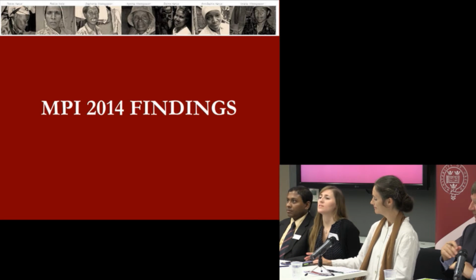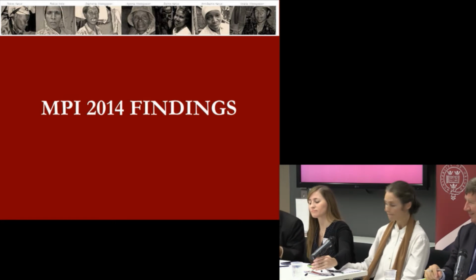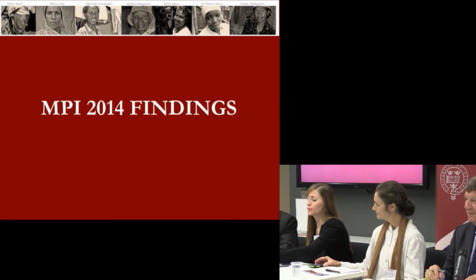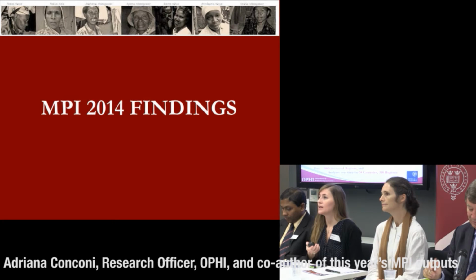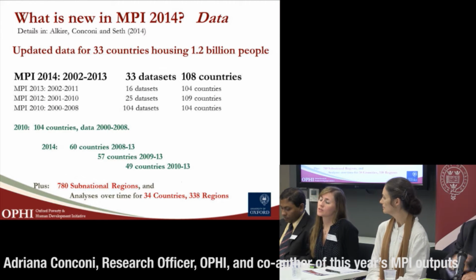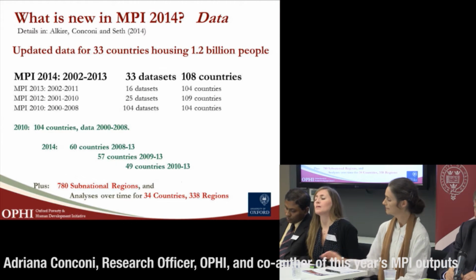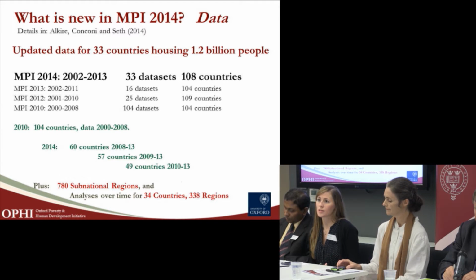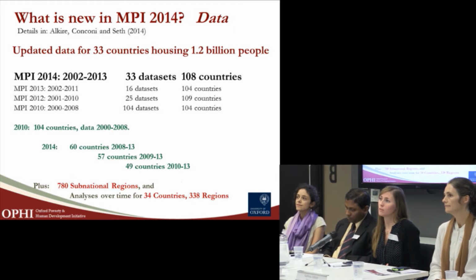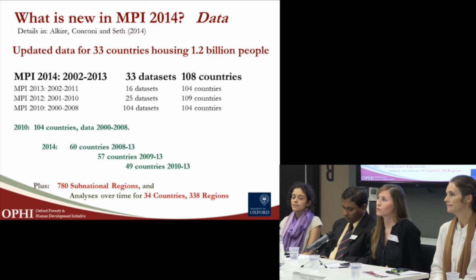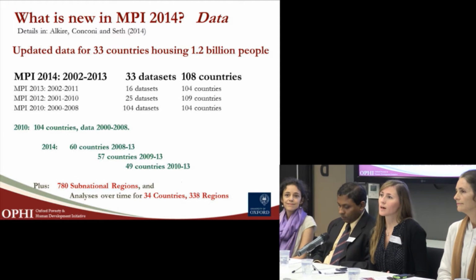I'm going to present now some of the basic findings that we found for the MPI 2014. This year, the MPI 2014 is covering 108 countries, and that's home to 5.4 billion people, or around 78% of the world's population.